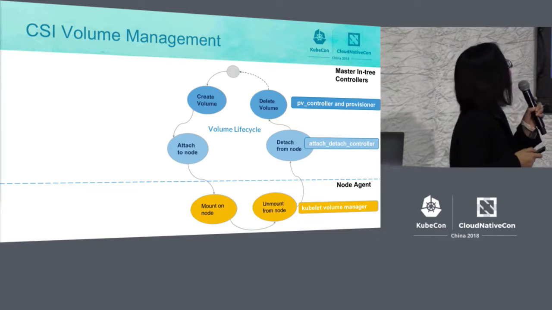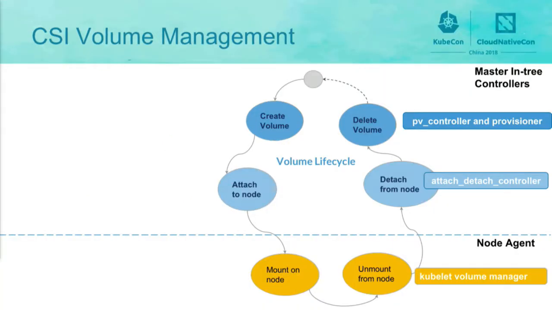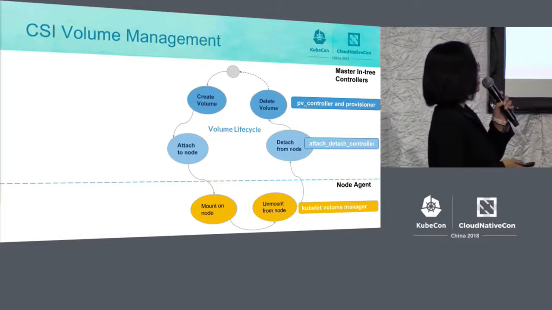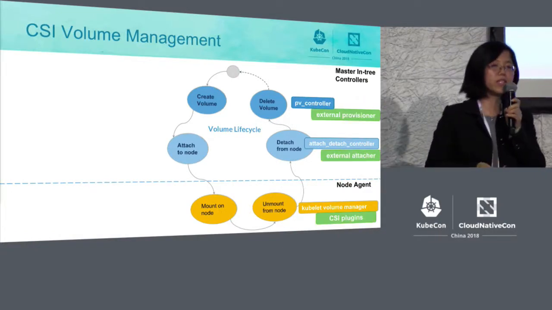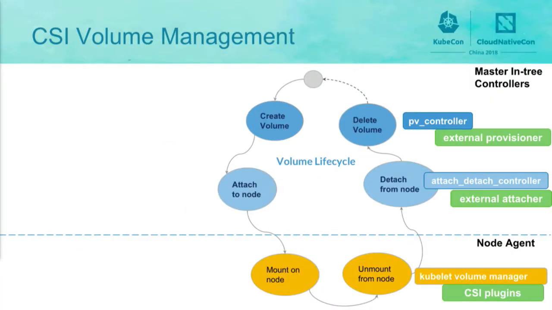Oh, okay. So we already see this diagram, right? And we have volume lifecycle and we have controllers. Now with CSI, since CSI is out of tree, we need some external components to communicate with the out of tree CSI driver. So we have external provisioner, external attacher. And also the CSI plugin will communicate with the node agent, Kubernetes volume manager.